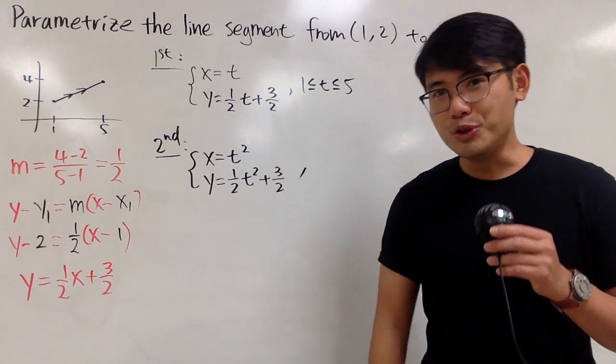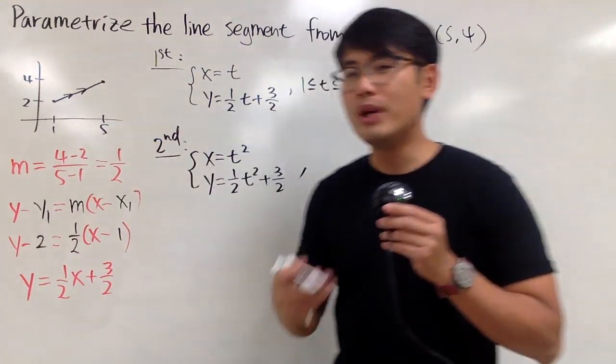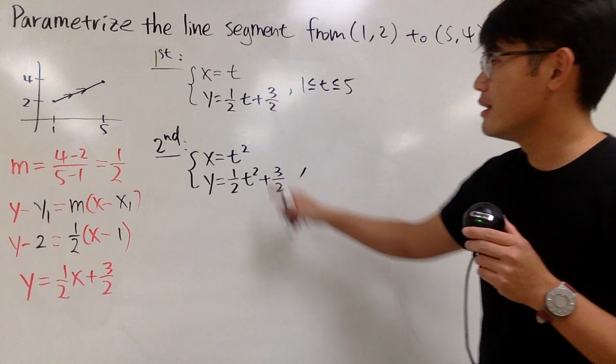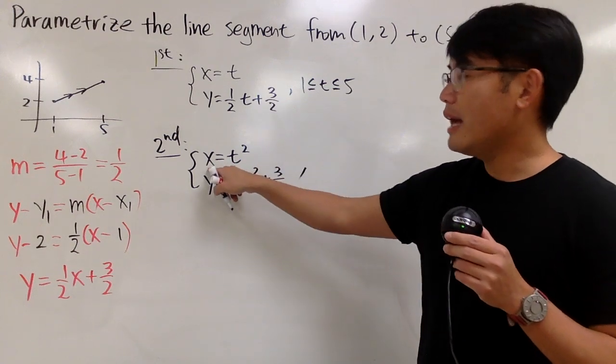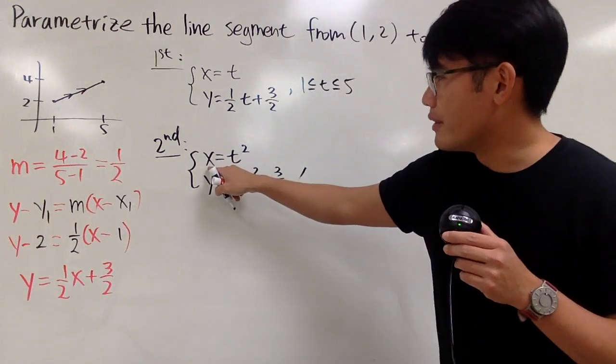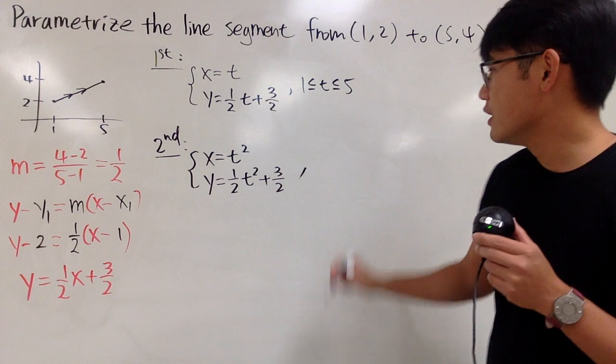This right here is also just as legitimate, but again, if we want to go from this point to here, we have to give the time interval. Well, x is t squared. x is going from 1 to 5. So when x is 1, you can take the square root on both sides and take the positive version of it, so we get 1.